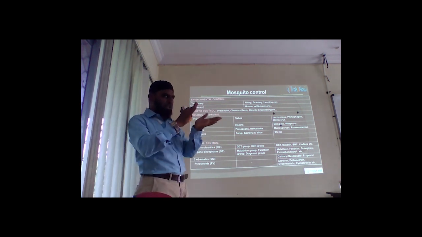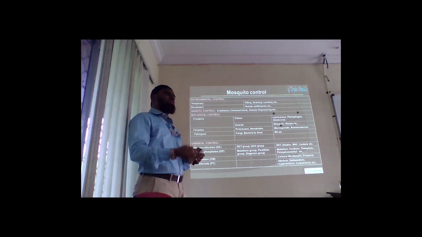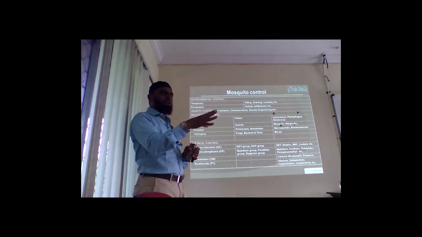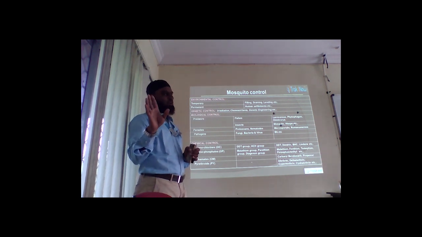So mosquito can kill other mosquito. That type of mosquito larva will be released in that pond or whatever that location, water body, and it can take care of it, controlling mosquito.